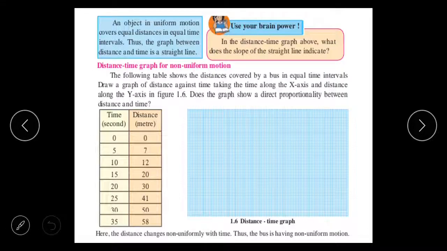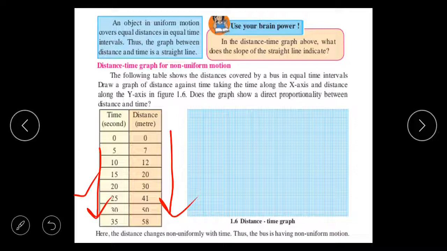Now what about the distance time graph for non-uniform motion? If we talk about non-uniform motion, the speed is changing invariably. For example, observe this data in this table. The time interval is the same. In equal intervals, unequal distances are being covered. Just carefully observe the table and data, the distance is being covered non-uniformly. So the motion is non-uniform.